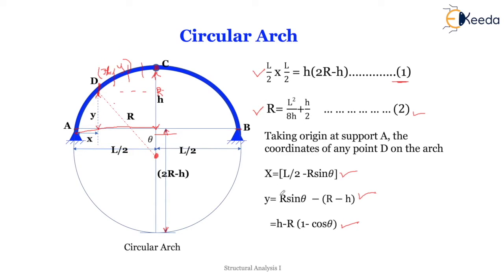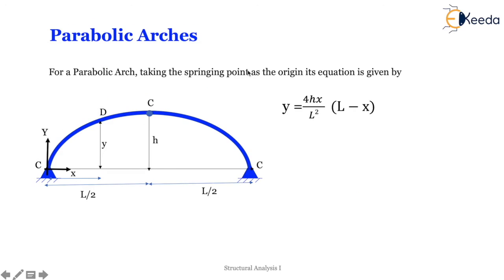So there is a small slight mistake here, this is not sine, this is R cos theta, sorry. Okay, R cos theta minus R minus H. So finally we get Y equals H minus R into 1 minus cos theta. So that is how we get the Y distance.